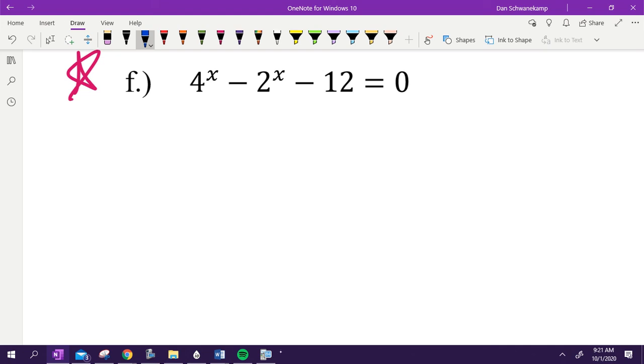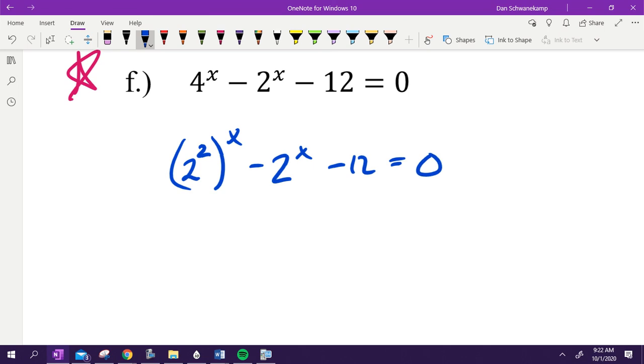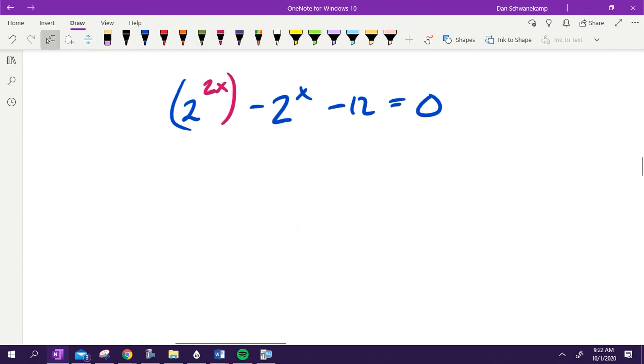So let's change 4 to a power as 2 squared. And I just changed it. I wrote them all to be a base of 2. And properties of exponents. What am I really doing with these two exponents? Multiplying them. So it's really the same thing as this. You agree with me on that? Which is the same thing as that. I just flipped them.